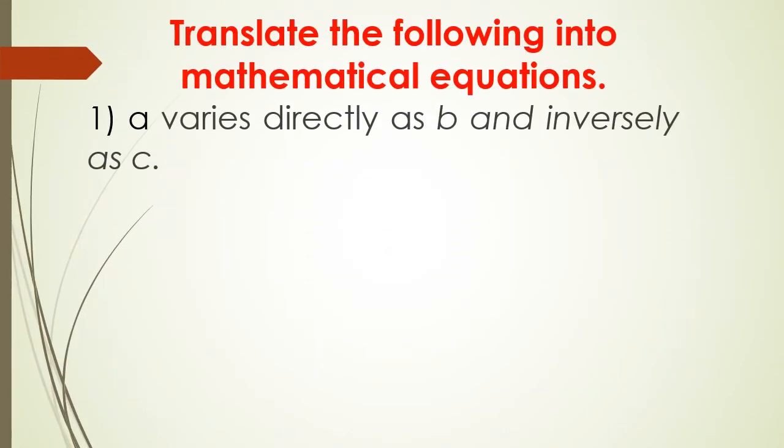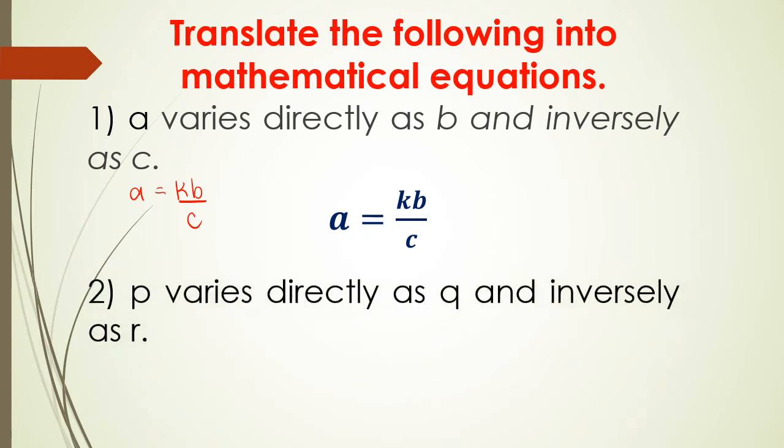So translate the following into mathematical equation. A varies directly as B and inversely as C. So madali lang yan, class. A varies directly, so K as B. So that is direct, and then merong inverse, and inversely as C. So tignan natin kung tama. Okay, tama naman tayo.